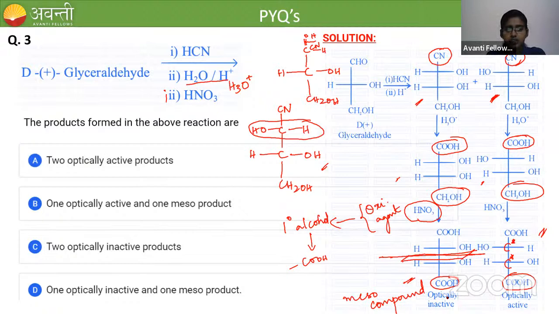And what is the answer for this question now? Of both the products, one is optically active, the other one is the meso product. So option B is the correct answer for this question. Do you have any doubt in this question? You want me to repeat any part of this? Just let me know in the chat box. Otherwise, I'll move on to the next question.